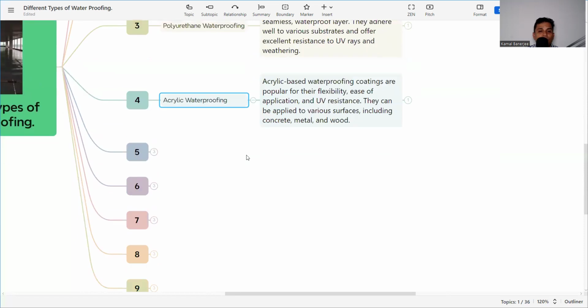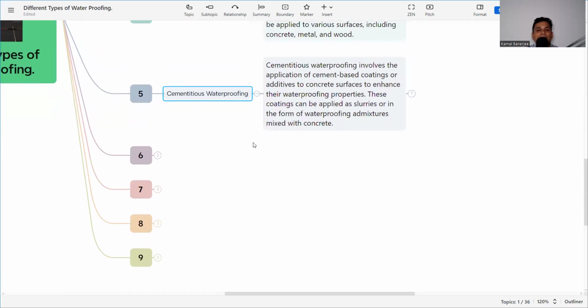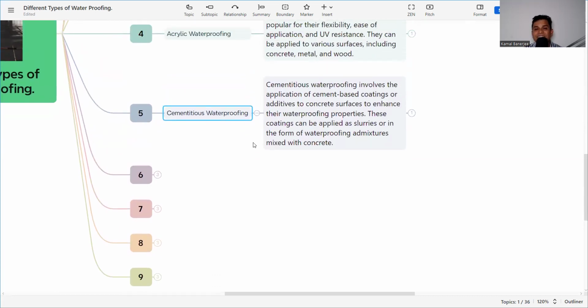So bituminous, polyurethane, acrylic. Now another type is cementitious. So now understand what is cementitious. That means the base material is cement. Cementitious waterproofing involves the application of cement-based coatings or additives to concrete surfaces to enhance their waterproofing properties. These coatings can be applied as slurries or in the form of waterproofing admixture mixed with the concrete. So the main ingredient or base material is cementitious material, and it can be used in a coating or slurries, or it can be used in the concrete itself. When the base material is cementitious, that is called cementitious waterproofing.